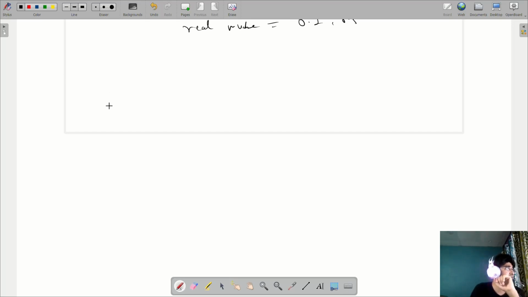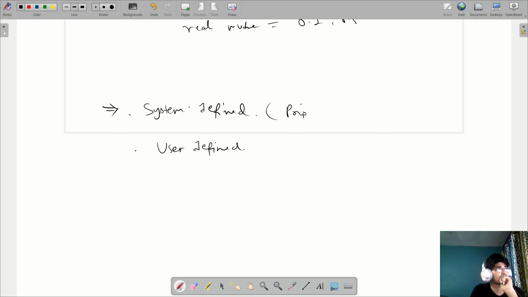So we have two types of data types. One is system predefined or system defined, right? Other is user defined, and these system defined are also called primitives. Cool. So data types that are defined by the system are called primitive data types, and these primitive data types provided by many programming languages can be int, float, double, characters, etc., right?